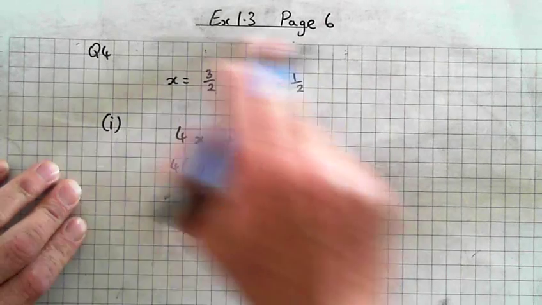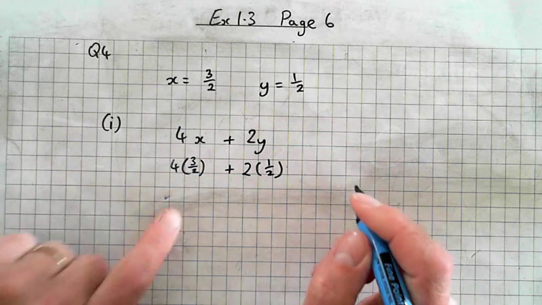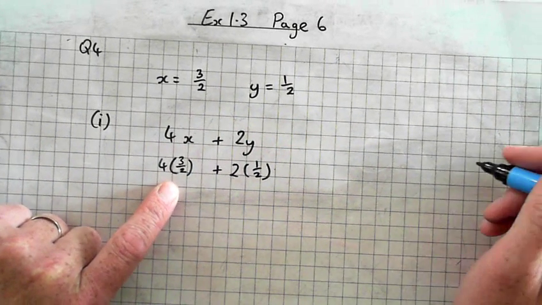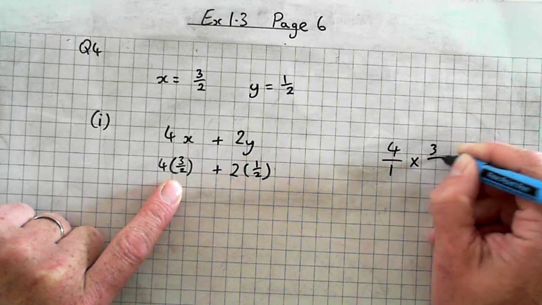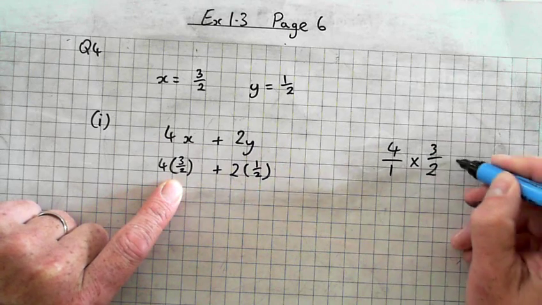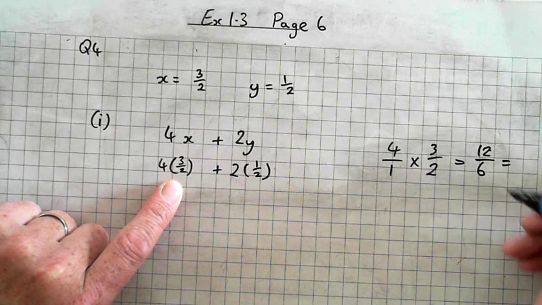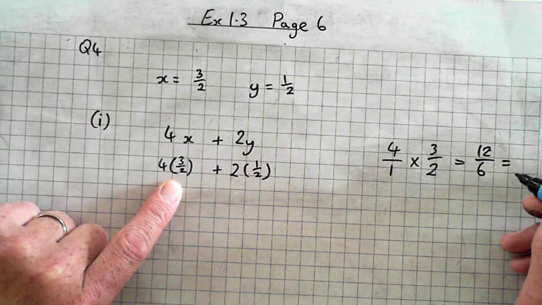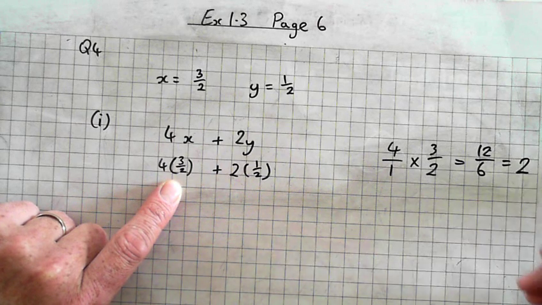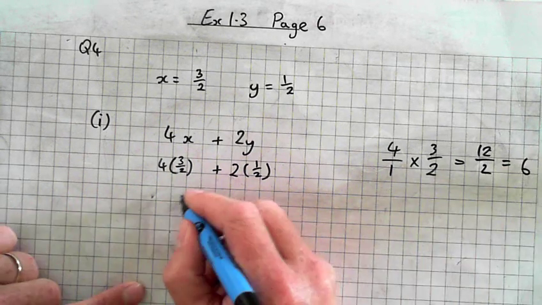Okay, so if I use these two values, 3 over 2 and 1/2. Now watch. In the rough work over here, I'll multiply 4 times 3 over 2. 4 is 4 over 1 times 3 over 2. So 4 3s are 12. 1 times 2 is 2. 12 divided by 2 is 6. Oh, sorry, that's 2. And that's a 6. So the answer is 6.